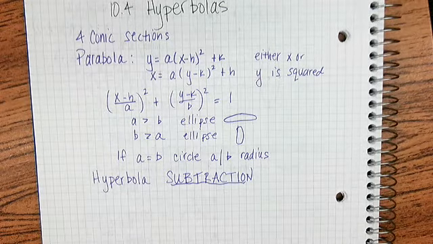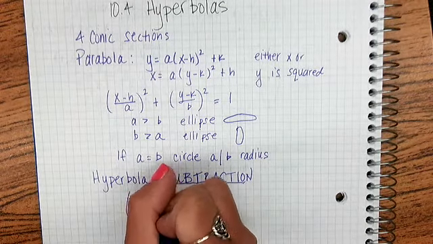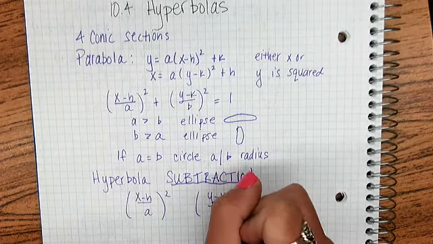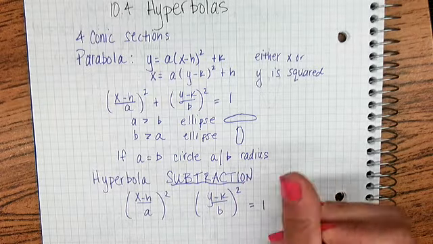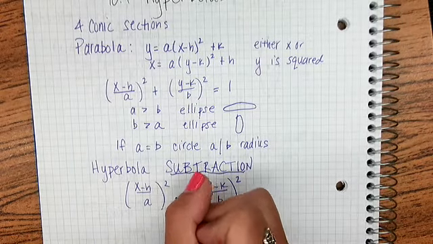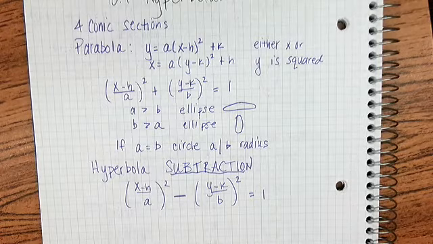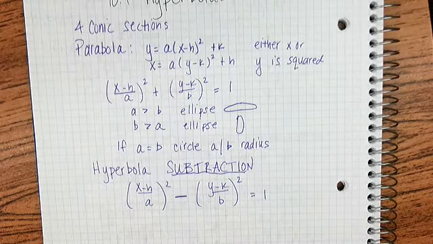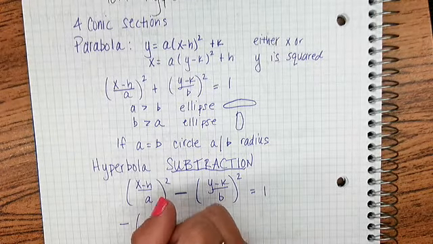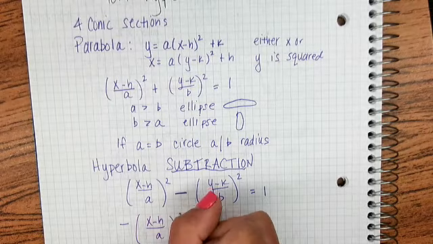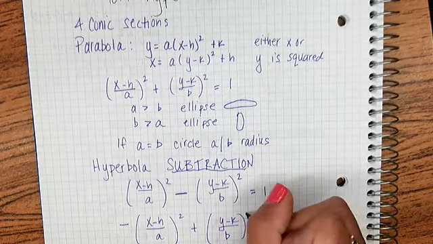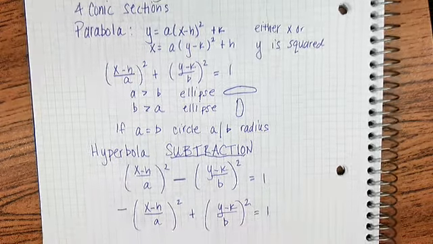So for a hyperbola, again, it's (x minus h) over a squared, minus (y minus k) over b squared, and it equals 1. Who cares what a and b are? If this is minus, right away it's a hyperbola, even if a and b are the same value. Your other option is that it could be negative (x minus h) over a squared plus (y minus k) over b squared. That is still subtraction. It's just written in a different order.